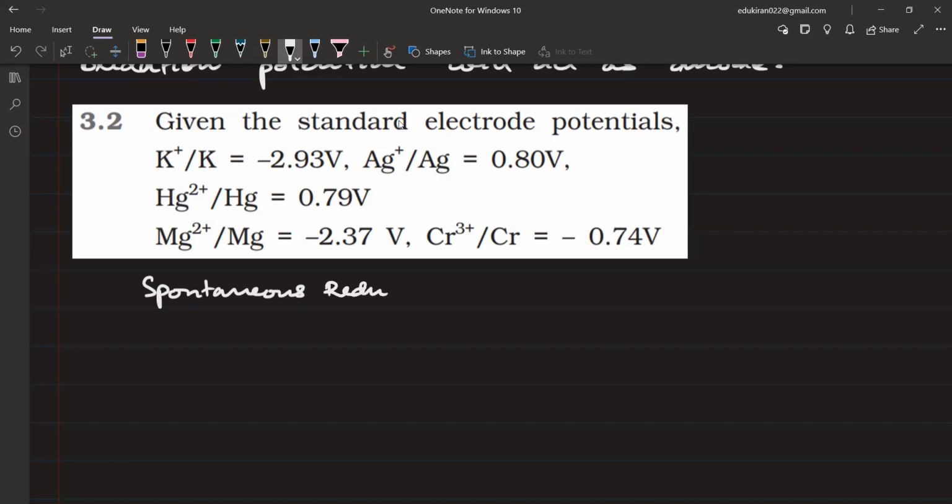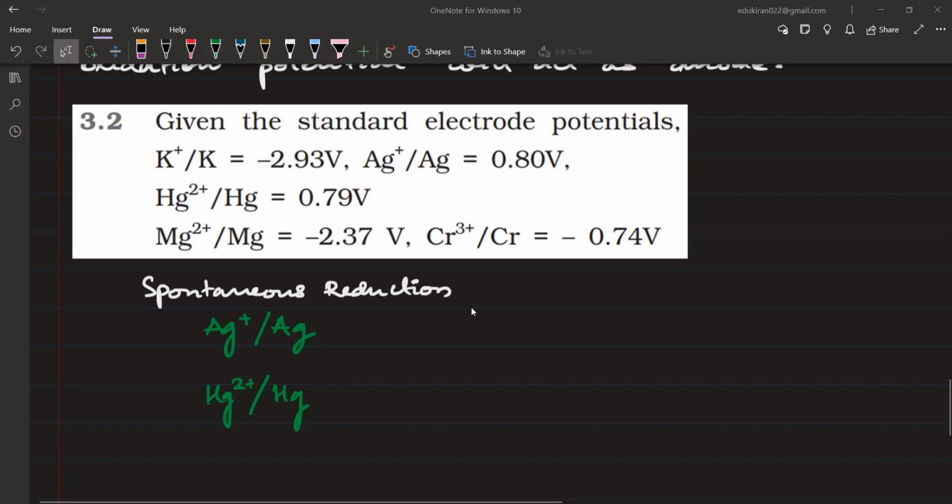Spontaneous reduction, where is it happening? Ag plus to Ag. Say it fully: Ag plus to Ag. And where else? Hg2 plus to Hg. Nawal, could you see that? Yes or no? Yes, sir. Okay. Now, the others are non-spontaneous reductions.